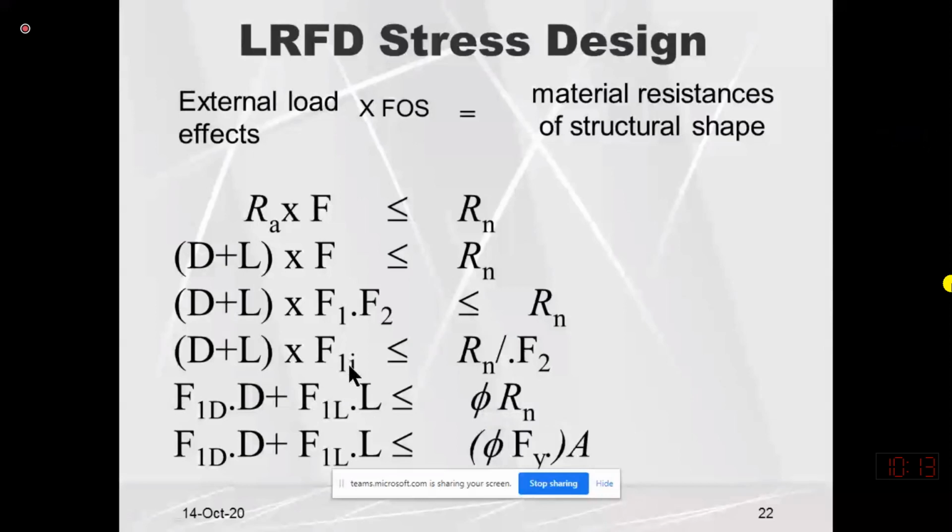So this F1, if it is multiplied with the dead load and live load, will be a different value. So F1 will be the factor of safety for dead load.